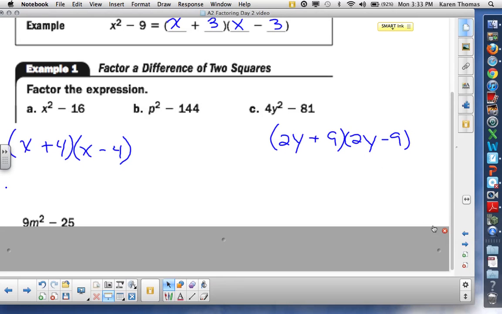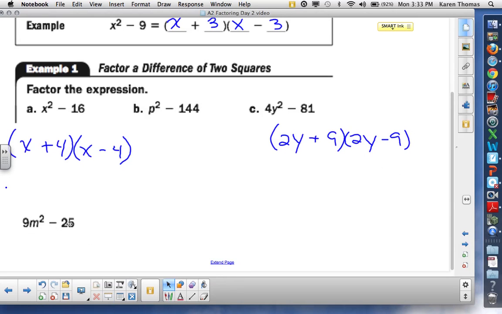And here's one more to do on your own. Please feel free to do 9m squared minus 25 on your own as well. Please bring the factored form of both p squared minus 144 and 9m squared minus 25 to class on Wednesday. Let's go to our next pattern.